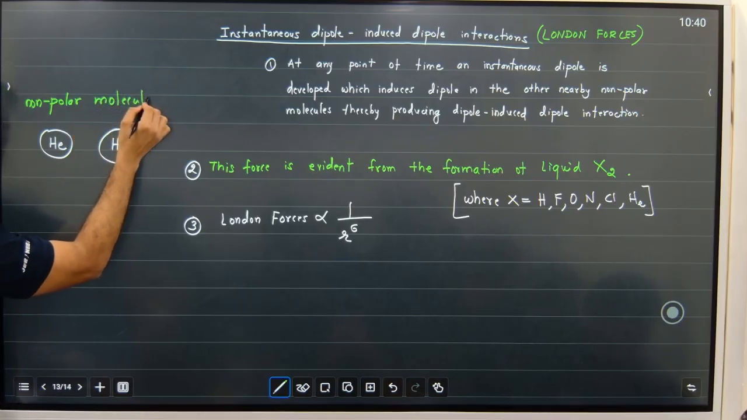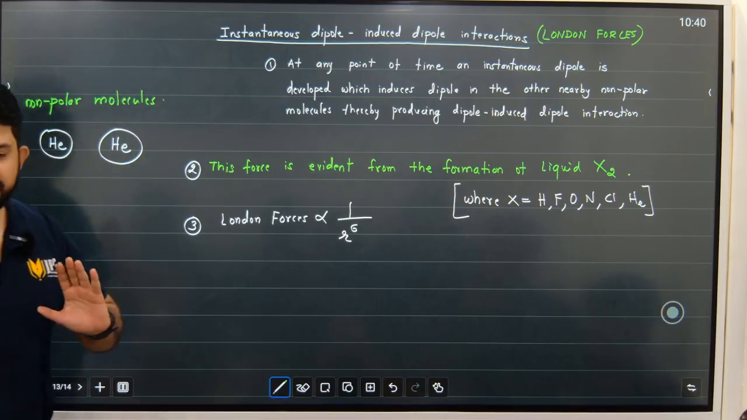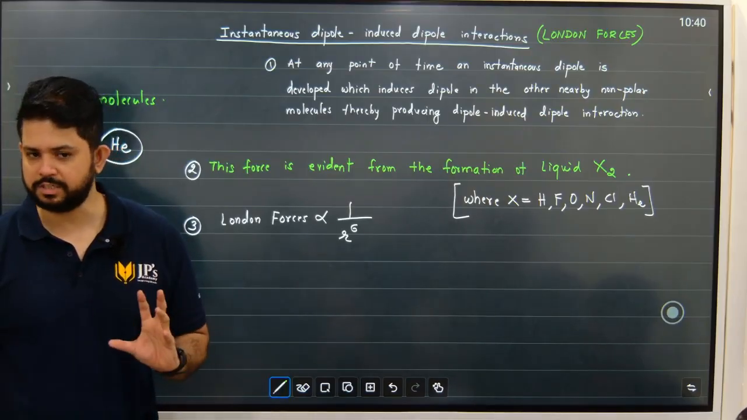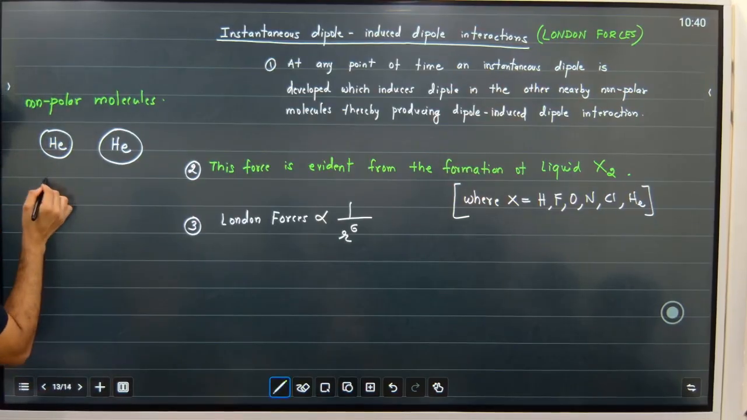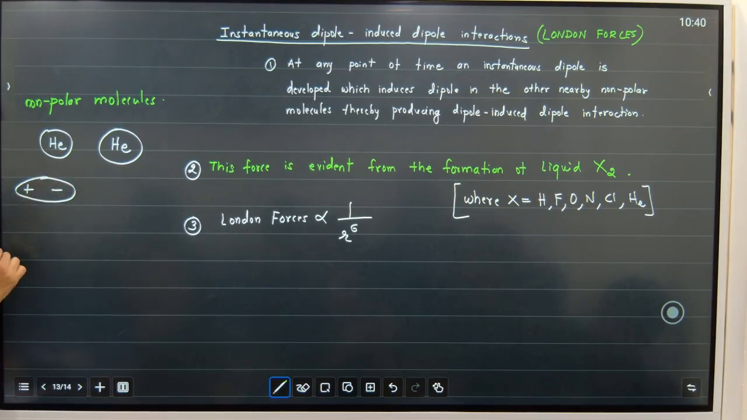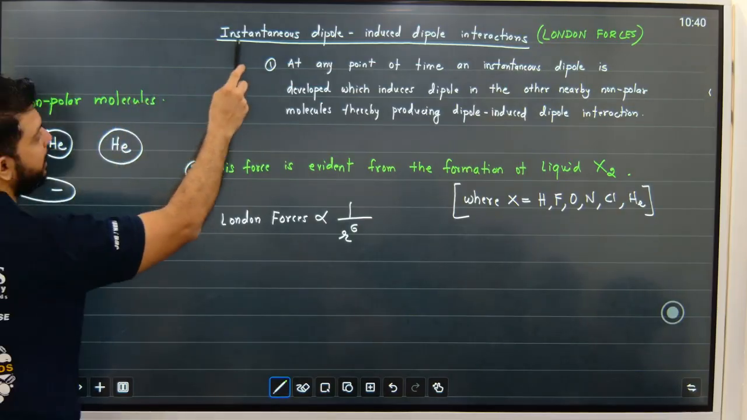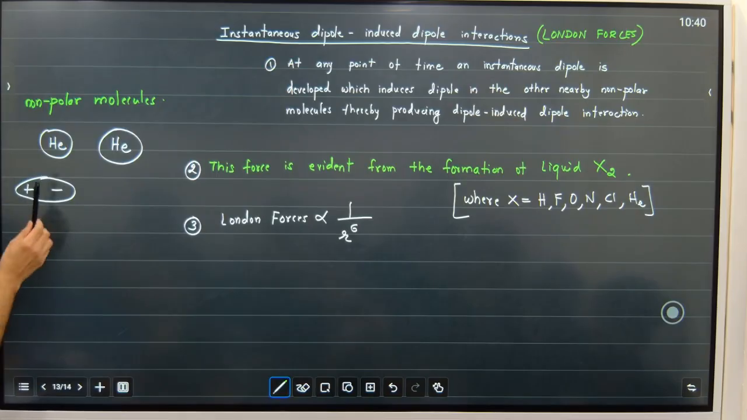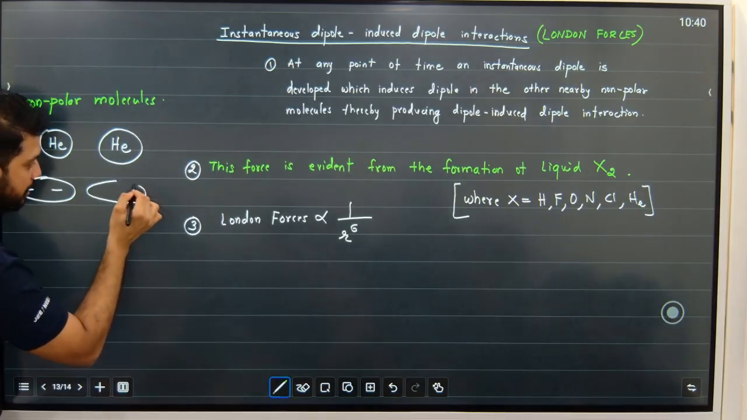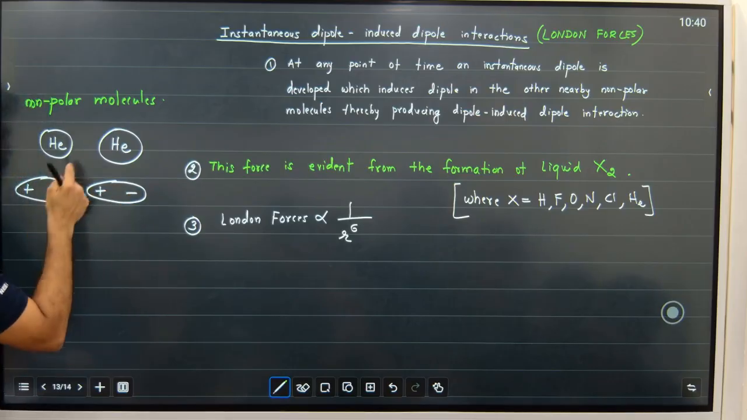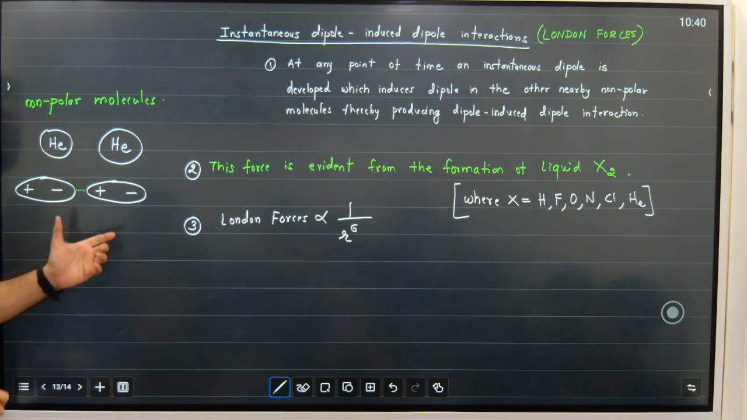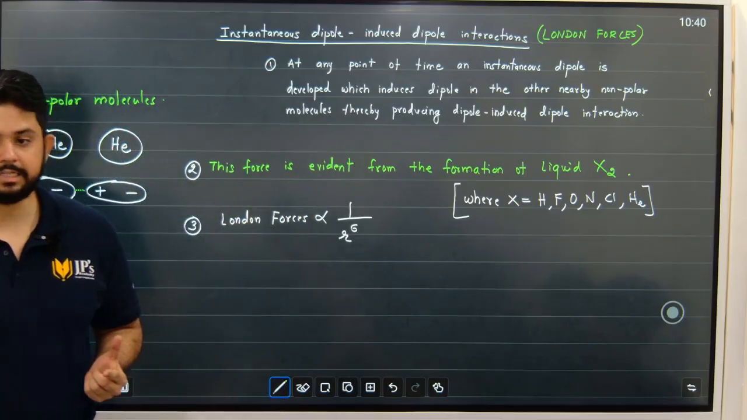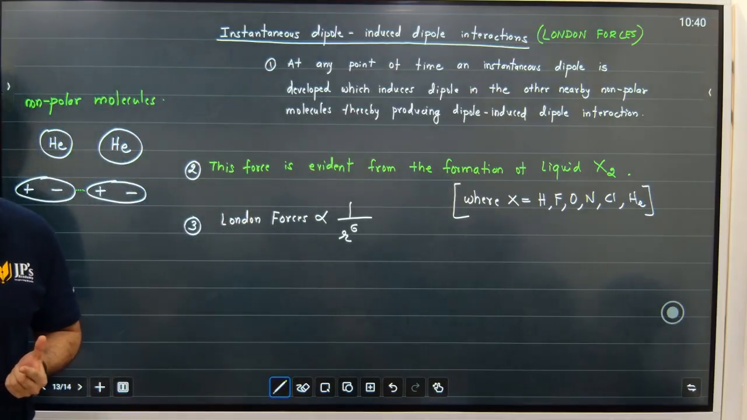Now what happens is, due to, let's say, movement of electrons here and there, for a very small instant, one of the molecules develops a polarity. So I repeat, this was non-polar, but it became polar. So it became an instantaneous dipole, which then induces polarity into the other molecule. This force of attraction between the two is called instantaneous dipole induced dipole.